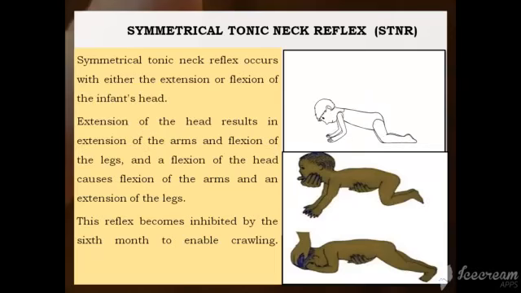The next reflex is the symmetrical tonic neck reflex. This symmetrical tonic neck reflex occurs with either the extension or flexion of the infant's head. As you can see in this diagram, extension of the head results in extension of the arms and flexion of the legs, and flexion of the head causes flexion of the arms and extension of the legs. This reflex becomes inhibited by 6 months to enable crawling.